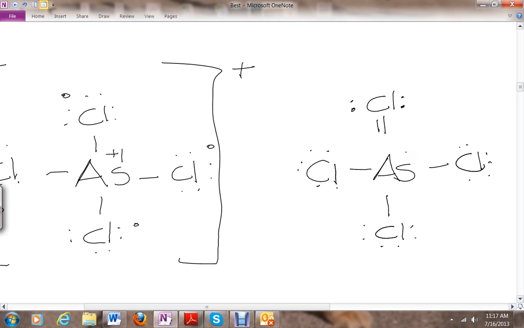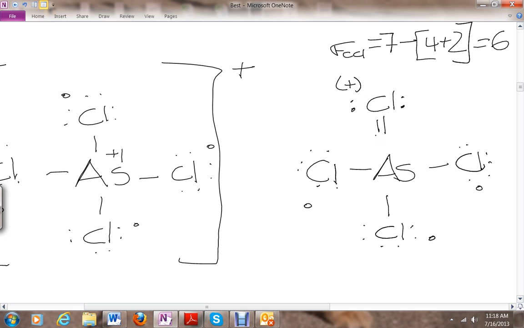Now let's look at this. The formal charge of this one we know already is 0. How about this chlorine, which is going to be different? It's going to be 7 minus how many? 1, 2, 3, 4 unshared plus 2 is going to be 6, and this is going to be a positive here. So here you already know the answer, 5, right?